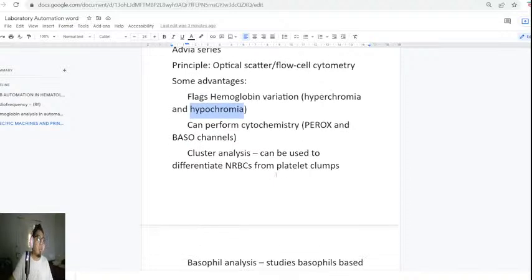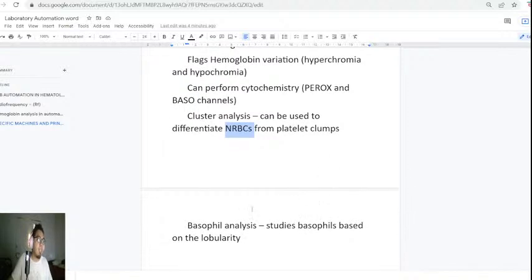Okay. It can perform cytochemistry like the peroxidase cytochemistry and the basophilic channels. There's a specific channel for peroxidase positive cells. Okay. And it's capable of cluster analysis. What is that useful for? Cluster analysis is useful when differentiating NRBCs from platelet counts. Okay, because they have the same forward light scatter, which is difficult, and which is not a feature of Abbott systems as of their latest machines.